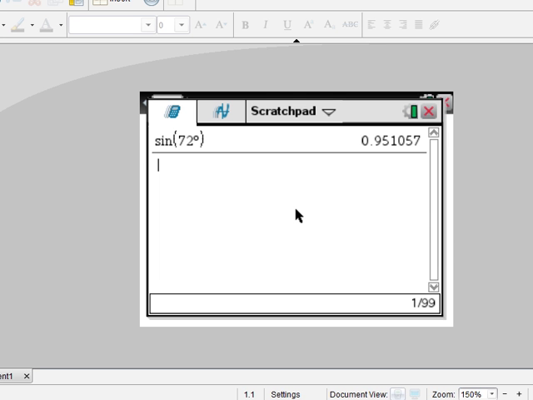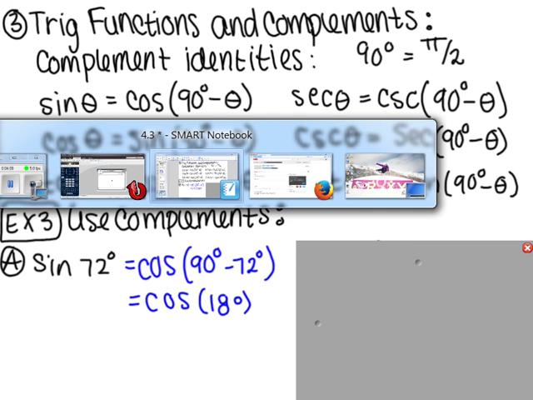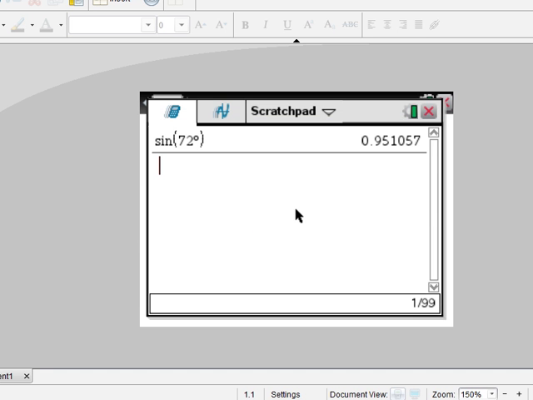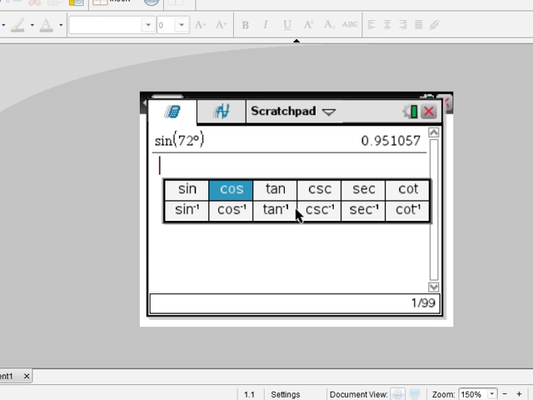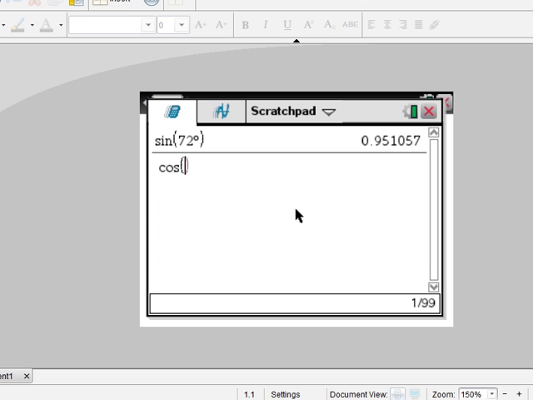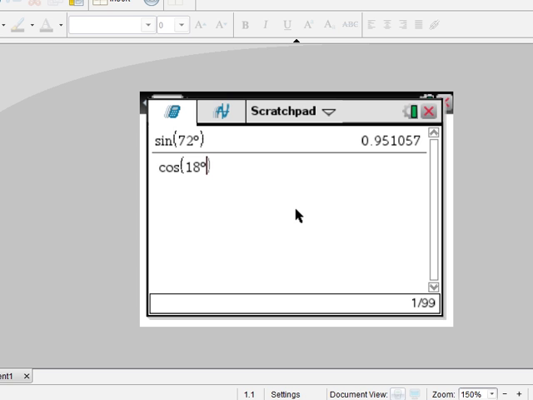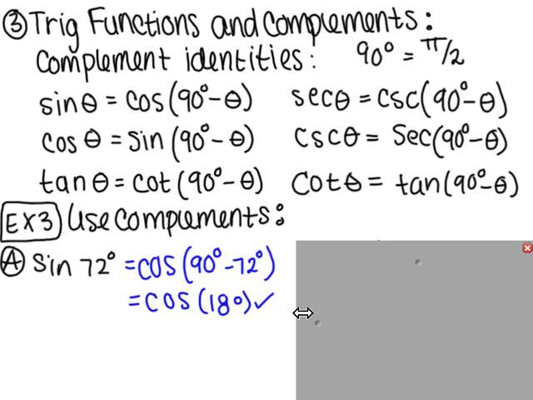Now let's check our answer we got. Our answer was cosine 18. So let's check cosine 18 and see if it works. We hit trig, cosine, and 18. Our values are in degrees, so we need to make sure we use degrees. Hit enter, and we see that the two values are exactly the same, which they should be. So I know that my answer here is definitely correct.